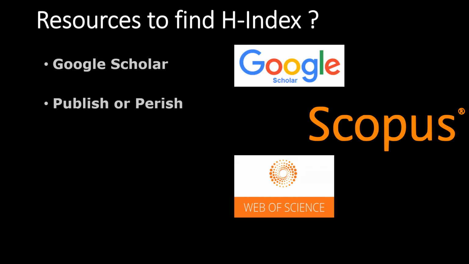Now comes how to find out the H-index for ourselves. There are these resources for finding the H-index. Among them, Google Scholar is one of the most popular. It provides the H-index for authors who have created a profile on Google Scholar. The second one is Publish or Perish. This is a software program that retrieves and analyzes academic citations from Google Scholar only, and it helps us to calculate the H-index.